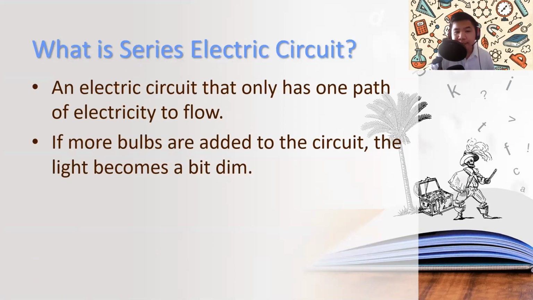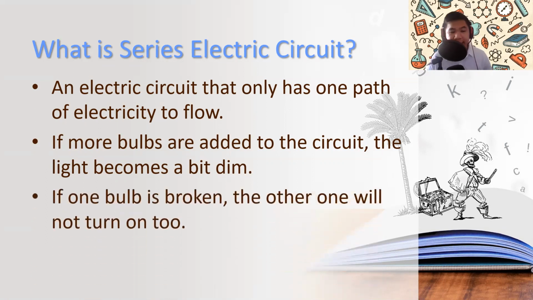If more bulbs are added to the circuit, the light becomes a bit dim. Dim means darker, or the light will not be very bright if there is more than one. Every time you add one bulb to the circuit in the series, the overall bulbs will lose a bit of their light. Next, if one bulb, only one, is broken, the other one will also not turn on.